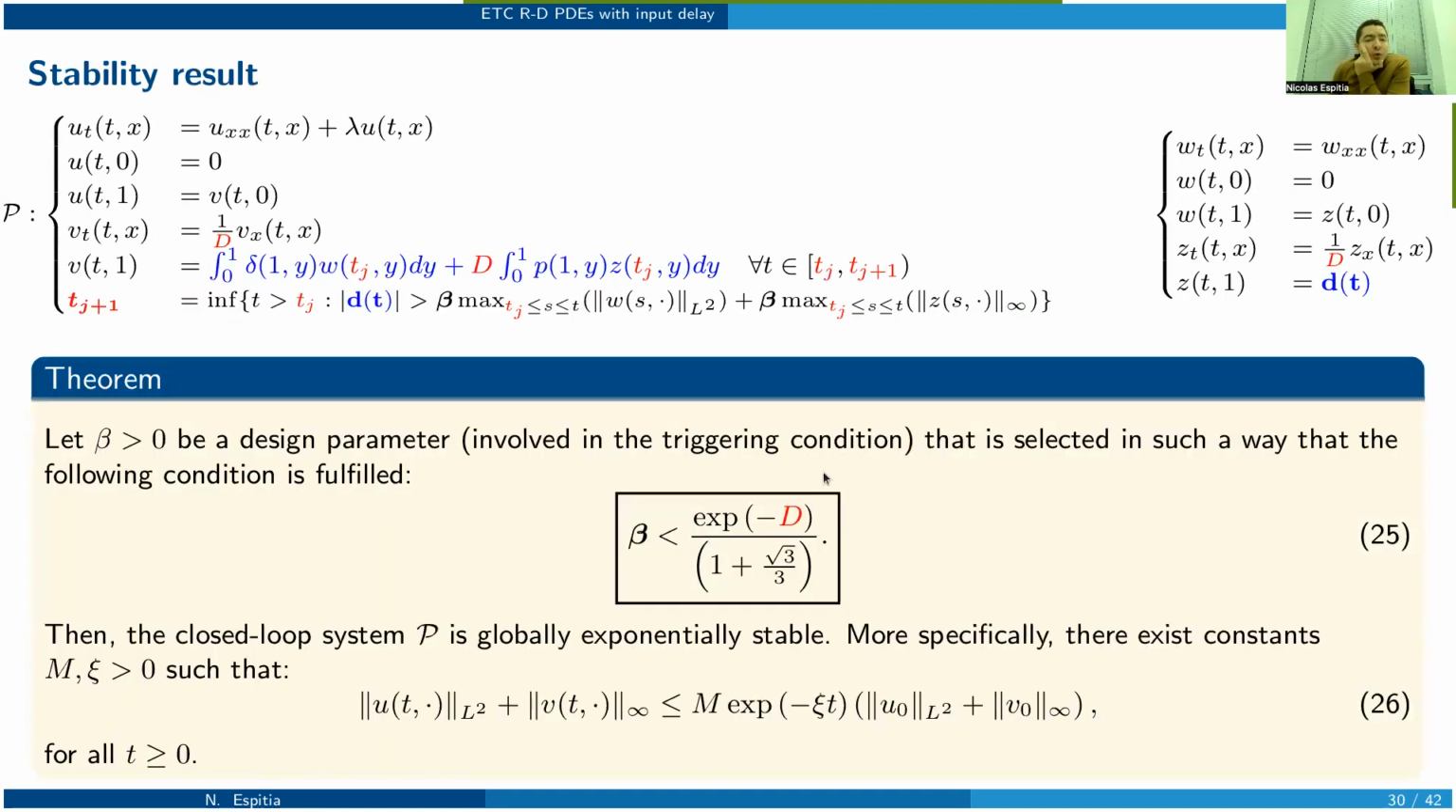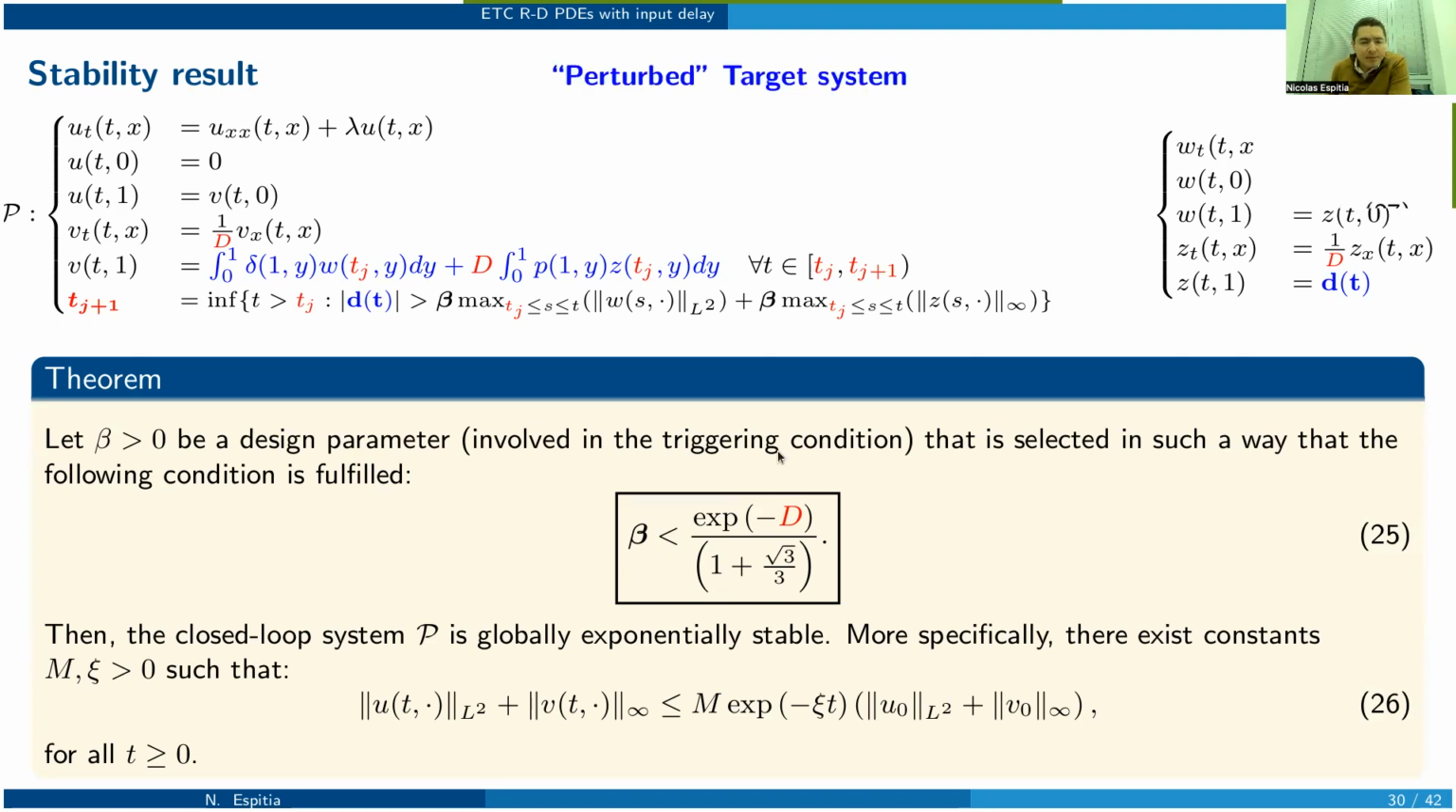And here we have the full picture of the closed-loop system. And this is the main theorem. This is the main result we want to prove. I want to point out this inequality in this condition. It is a delay-dependent condition. It involves the delay and the parameter of the triggering condition. So we want to choose beta small enough such that this condition holds.